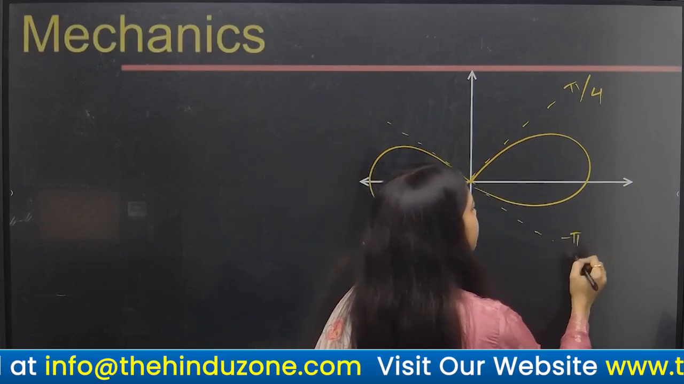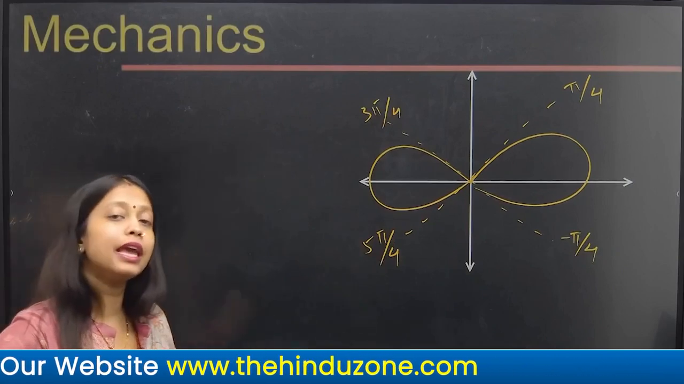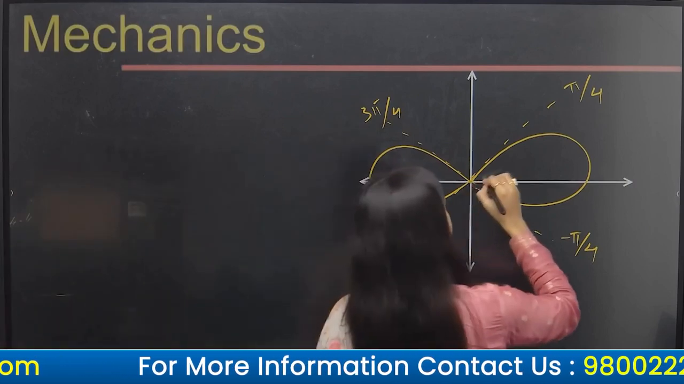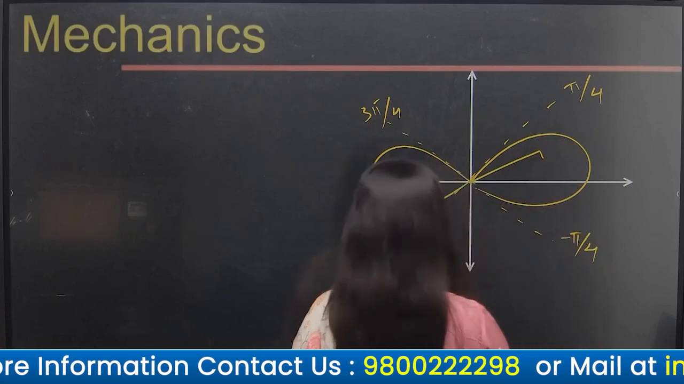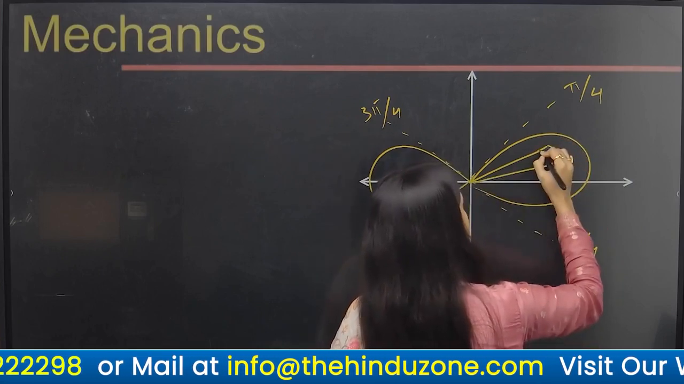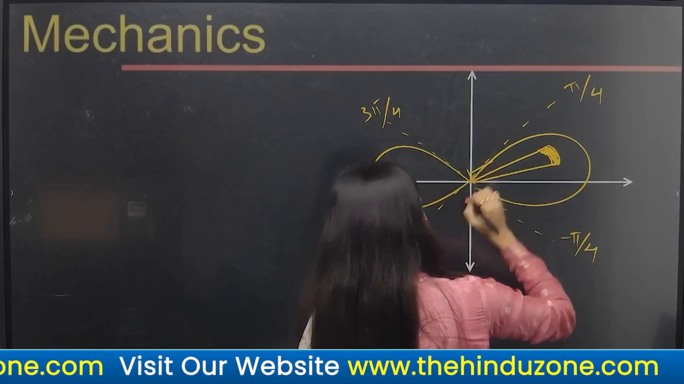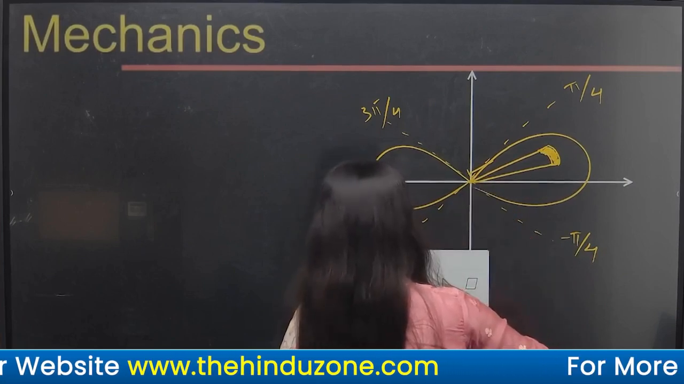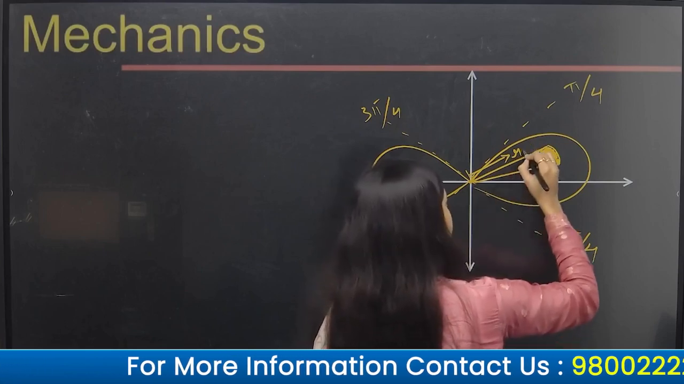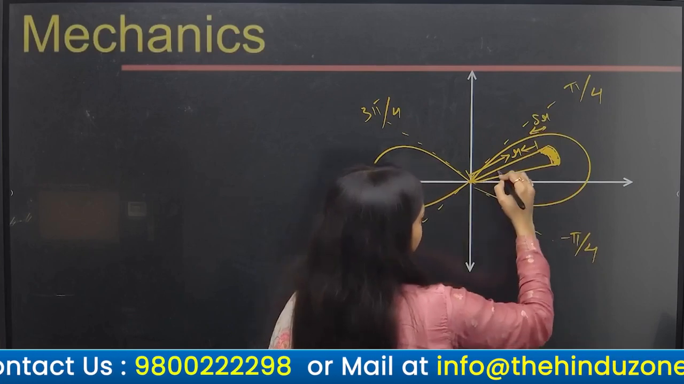5 by 4, and this will be minus 5 by 4, and this will be 3. Okay. Now, here we have to consider an element. See carefully how to take that element in polar coordinates. At a distance r away, I'll take a small element. It will be like a curl. This is the element we have taken. Now, see this carefully. This is the distance r, and this is the distance del r, the small distance. And this is a very small angle, del theta.